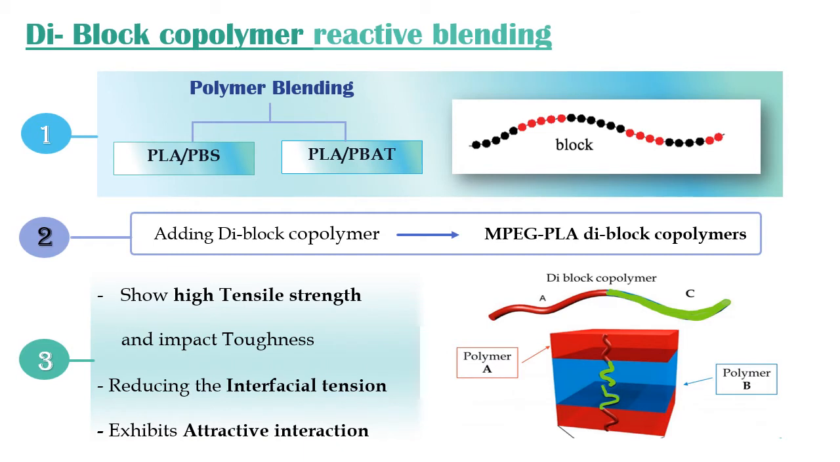Diblock copolymer reactive blending. Diblock copolymer is inserted between polymer A and polymer B, which are the base polymers, for reducing interfacial tensions. The diagram shows that the A part of the diblock copolymer is compatible with polymer A and the B part of the diblock is compatible with polymer B.